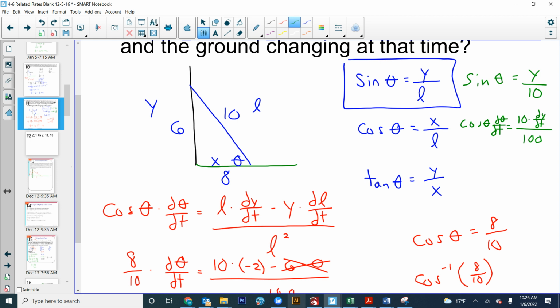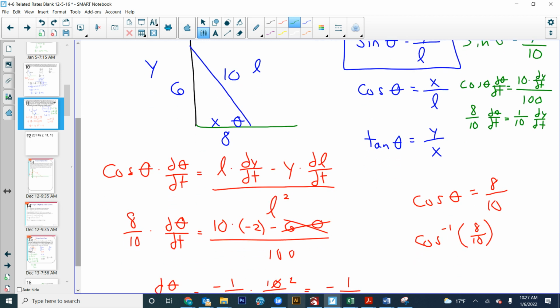Cosine of theta at this time in question was 8/10. This is 1/10 dy dt. Multiply by 10/8, what do you get? Oops, sorry. Dy dt, were we told -2 in that problem? Were we told dy dt was -2? Okay. So multiply by 10/8.